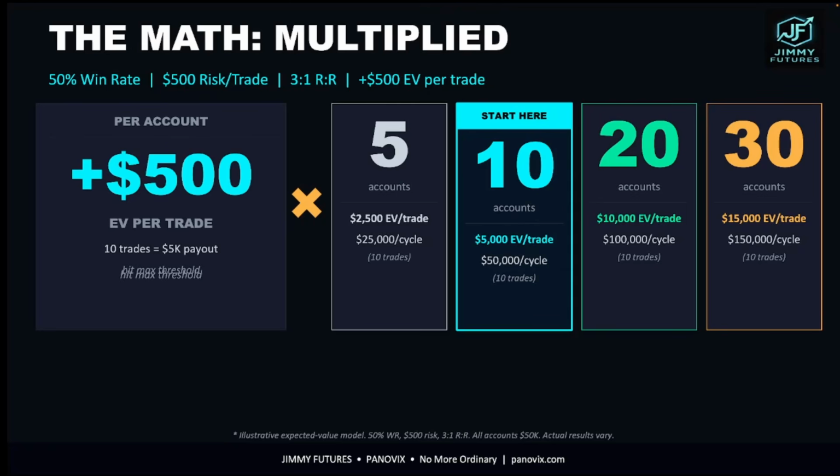All right, so here's the math. 50% win rate, $500 risk per trade, 3-to-1 risk reward, $500 expected value per trade. So if you have one trade and you do this, or one account, and you do this, you have a $500 expected value per trade.